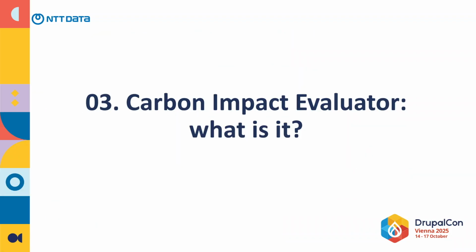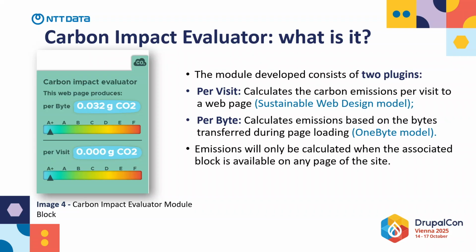So, about our module. The module uses both modules in the plugins. You have 3 Drupal plugins. The first one is the Prerequisite, where we try to calculate the emissions for each visit that a user makes to a page, and we are using the Sustainable Web Design module. The second one, a simpler one, only calculates the number of bytes when the page is loading to the user during this consultation, and is using the OneByte module.